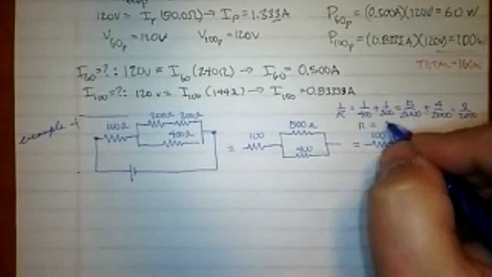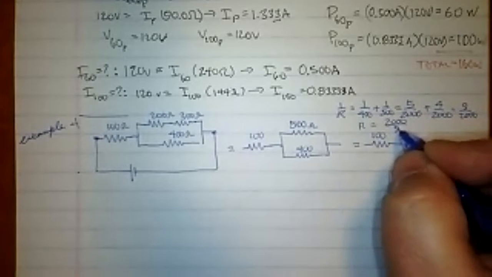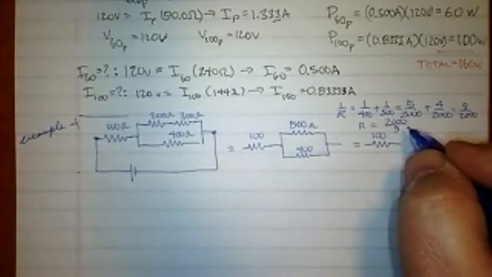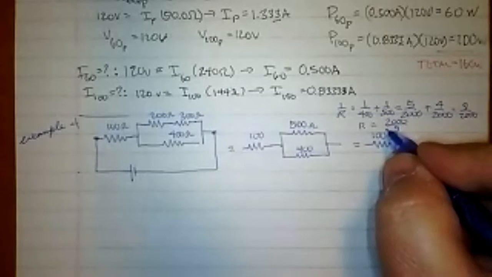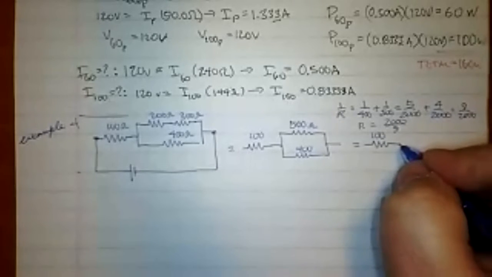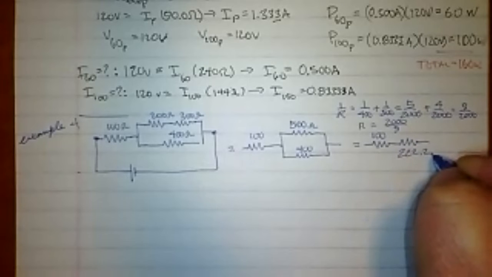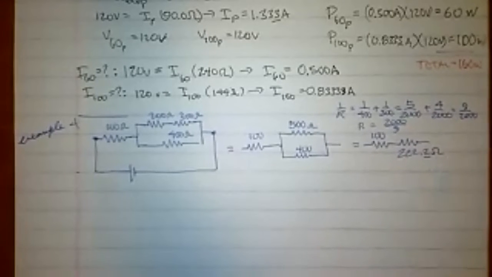So R is equal to 2000 divided by 9. 1/9 is 0.11111, so 2000 times that gives me 222.22. So that's how I got that, carrying one extra sig fig.